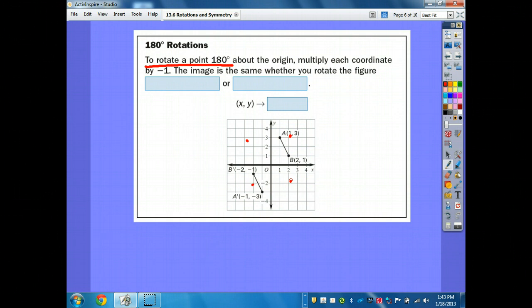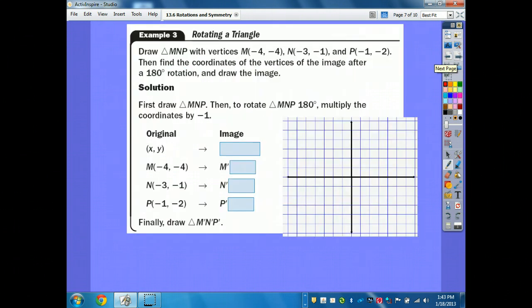So this is even easier than the 90 degrees because you don't have to do any flipping. You see 180, you just take your originals. Let's go right over here and practice. Okay, first of all, put your original on there.